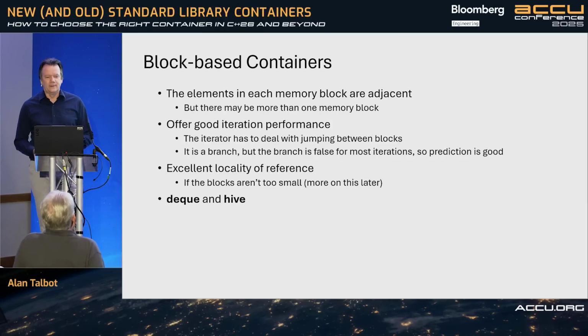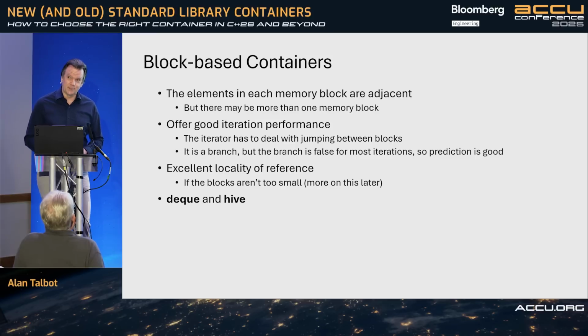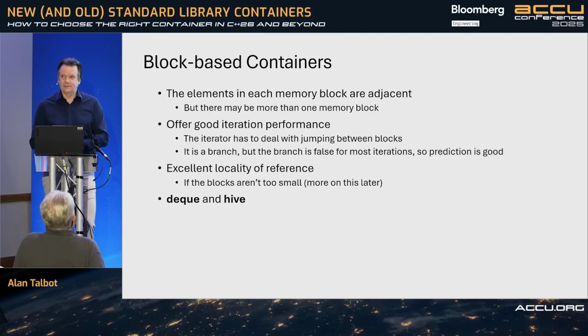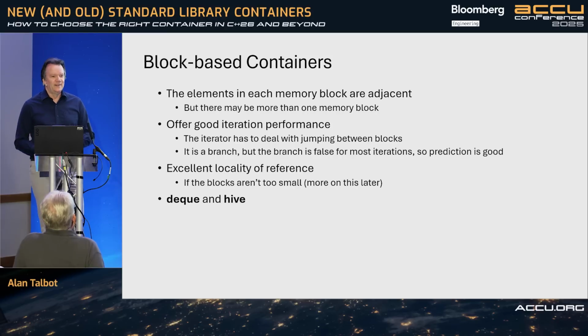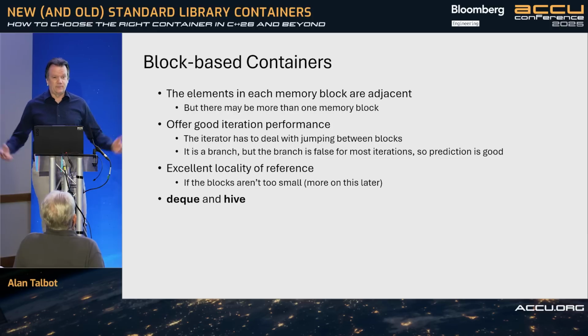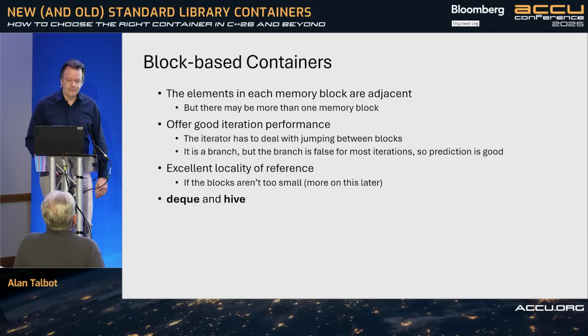All right. Let's talk about block-based containers. In a sense, they all have blocks, but we're talking now about containers that may have more than one block. These offer good iteration performance because the iterator is mostly just iterating contiguous memory. It does have to have a branch to tell whether it's got to the end or not. But, and I'm stepping out of my comfort zone here, I'm not a hardware guy, the branch prediction ought to be pretty good because it's always false, till it's not. So it iterates well. Excellent locality of reference if your blocks are big enough to make that so.